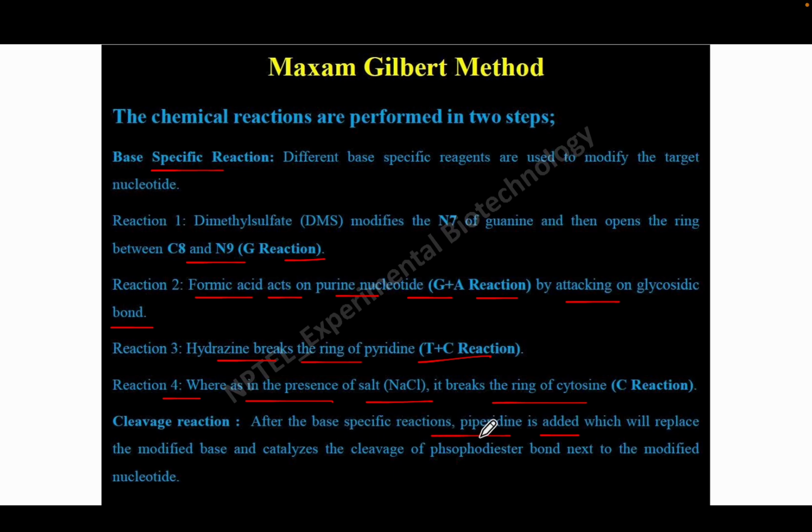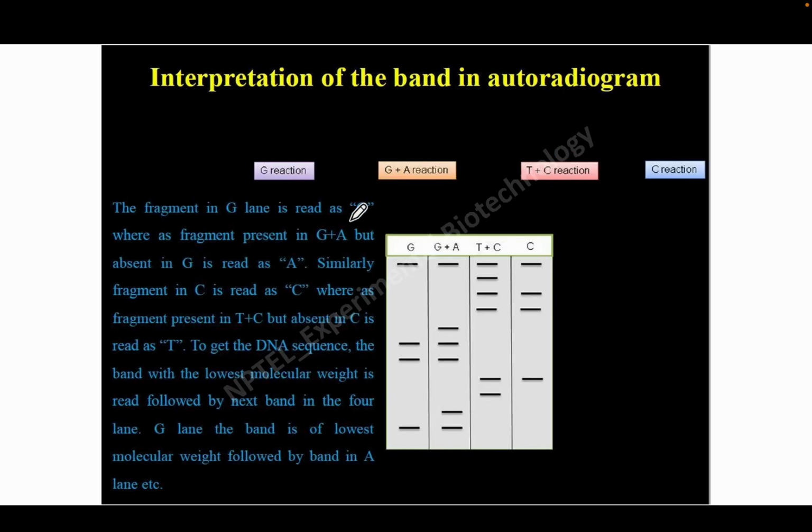After the base-specific reaction, piperidine is added which will replace the modified base and catalyzes the cleavage of the phosphodiester bond next to the modified nucleotide. So, interpretation of the bands in the autoradiogram. The fragment in the G lane is read as G, whereas a fragment present in G plus A but absent in G is read as A.